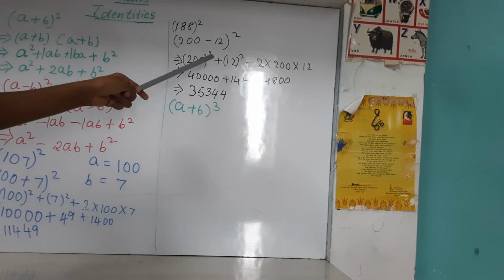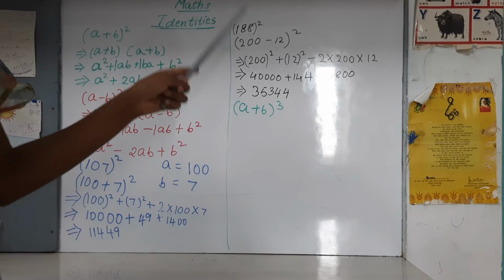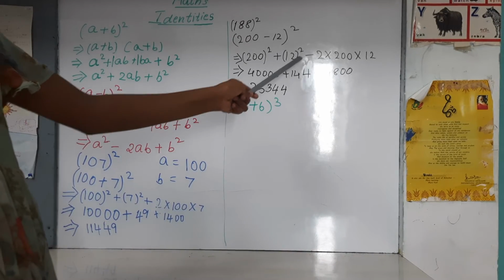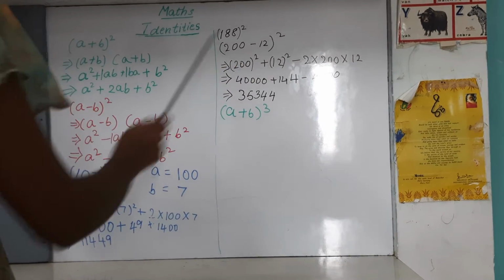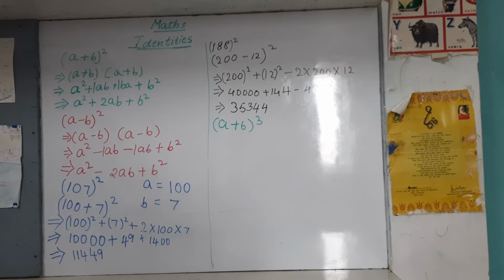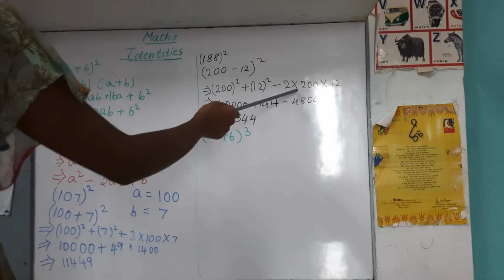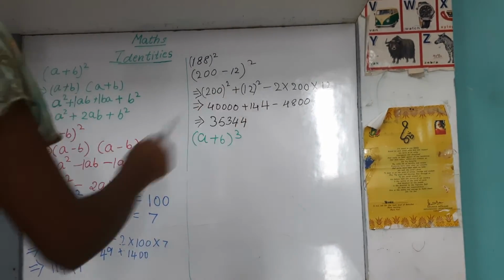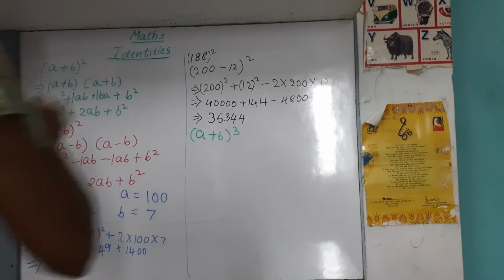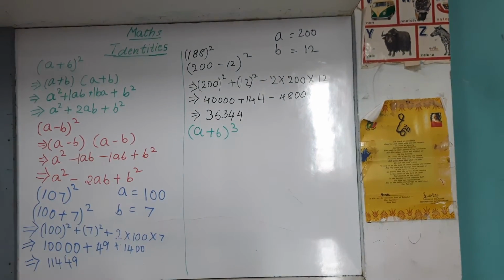2 2s are 4. 4 with how many zeros? 4 zeros. So 2 into 2 zeros into 2 zeros, it is 4 zeros. We added. Then 12 square, you know it as 144. And minus, so you have to use here (a minus b) whole square, which is a square minus 2ab plus b square. So minus 2 into 200. Here you can write down a is 200 and b is equals to 12. If you write it like this, it will be easy for you.